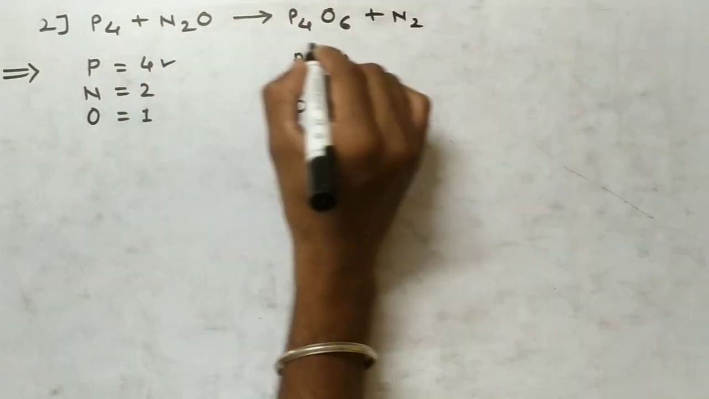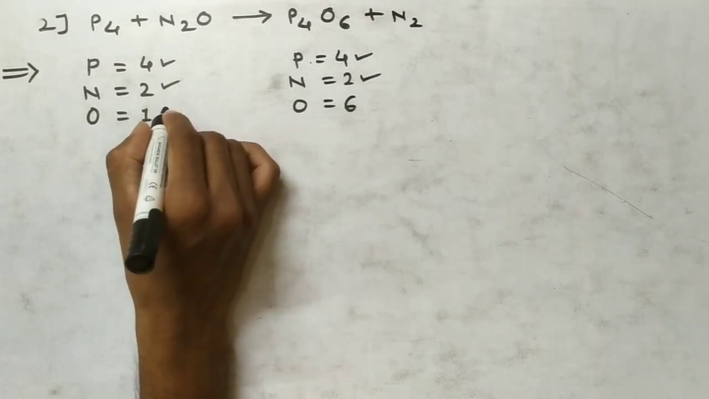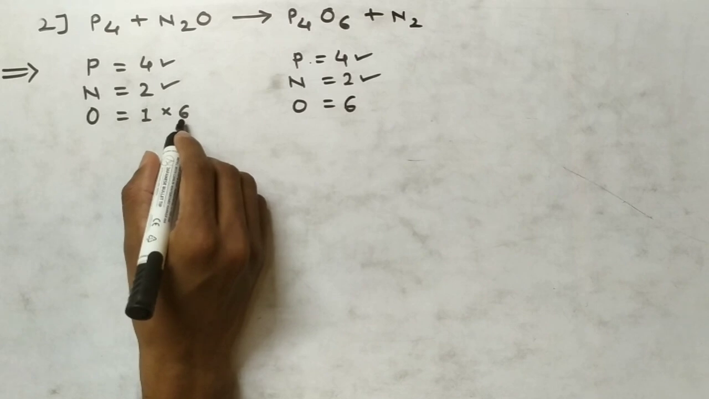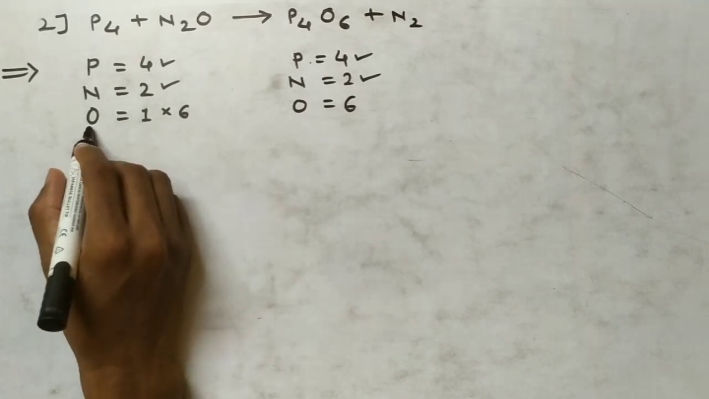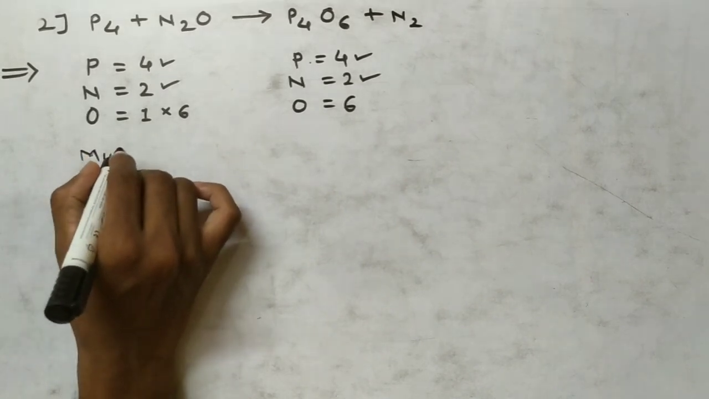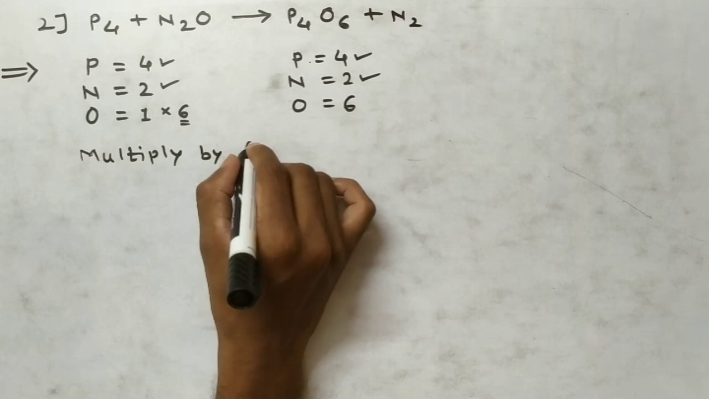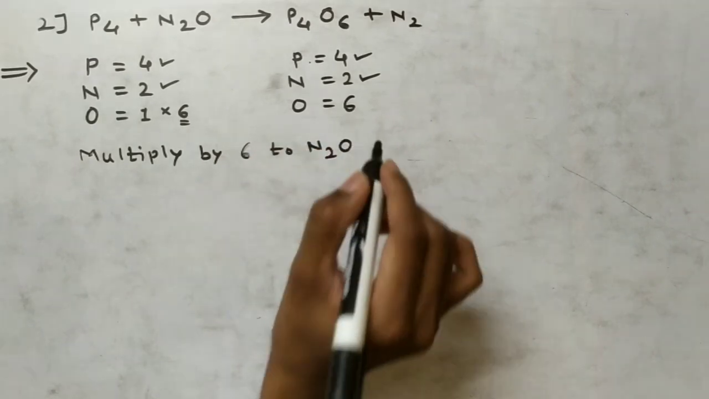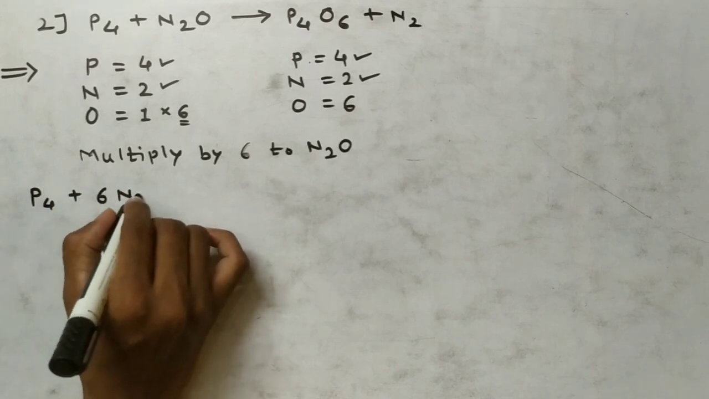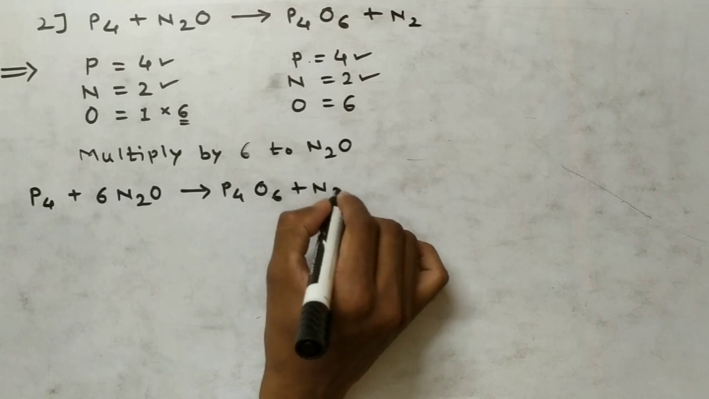Now phosphorus atoms are already balanced, nitrogen atoms are already balanced. So we have to multiply the oxygen atoms by 6. Now here you can see oxygen is in combination with the nitrogen, as N2O. So we have to multiply N2O by 6. So we will get P4 plus 6 N2O, that will give us P4O6 plus N2.